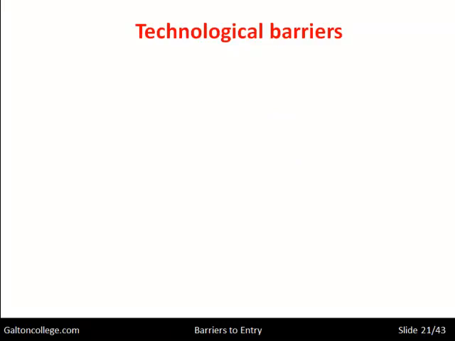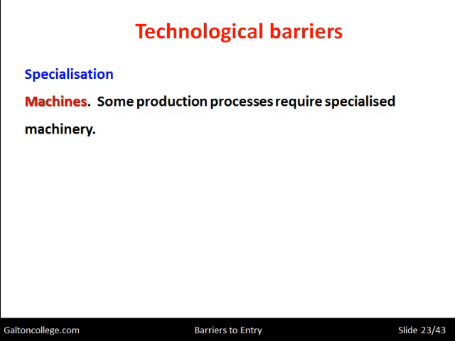There are also technological barriers to entry. For example, specialization. Machines. Some production processes require specialist machines. So not everyone can get into this line of production. You've got to possess one of these machines that does this specialized process. It may be a chemical process. If it's a chemical process, they may require specialist equipment and so on. That's a barrier to entry. We may know the company is making abnormal profits, but there's nothing we can do about it. We can't set up against them because we don't have access to that machine or those machines.